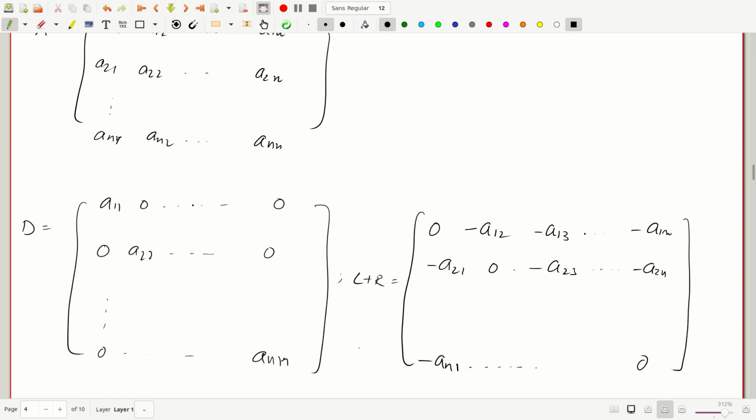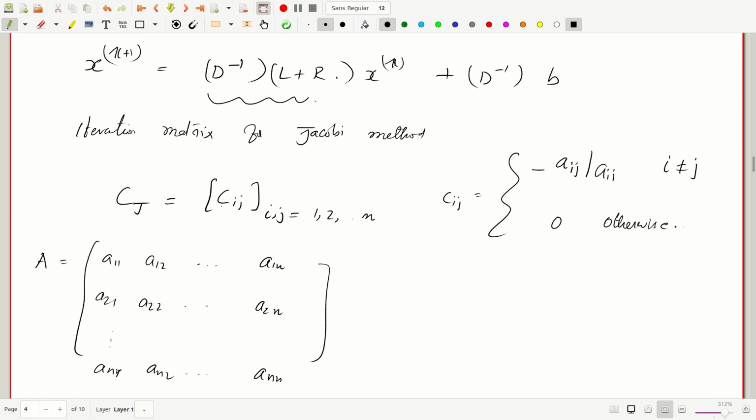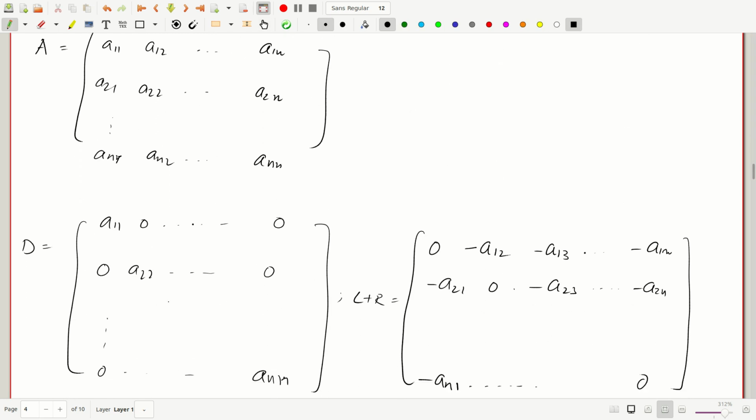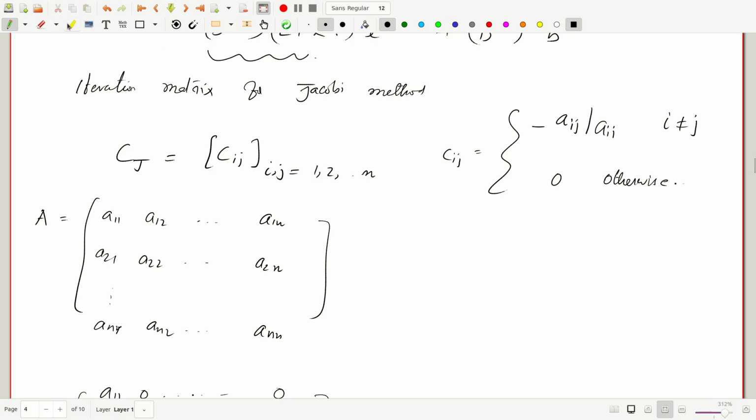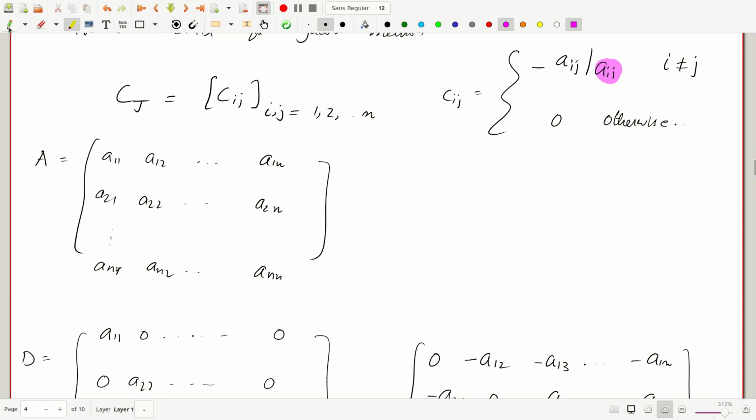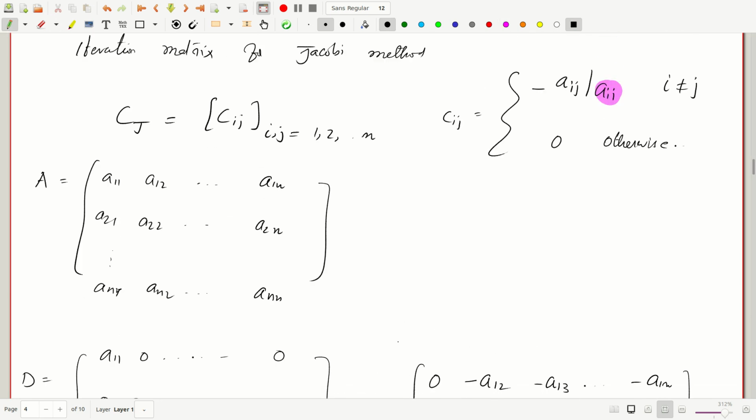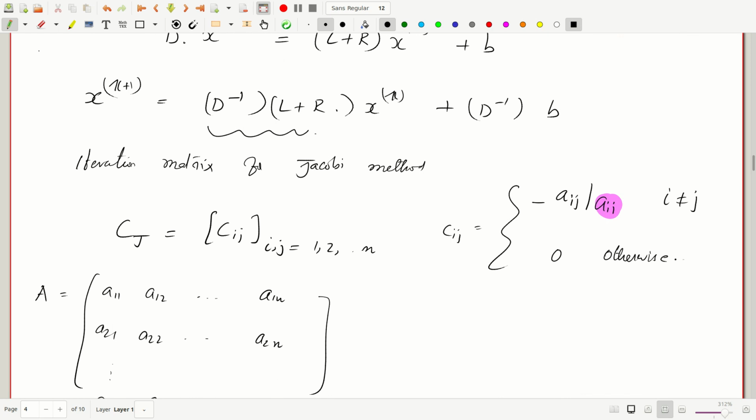So now it is very easy to see, right? Essentially, you have the C_ij, which is D inverse times L plus R. D inverse, because this is a diagonal matrix, would be 1 by A11, right? So that's what this particular term is here. It will be 1 by A11, and then each element would contain minus A_ij. Okay, so that's very easy to see. Now, if that is the case, what will be the particular iteration method that we have developed here, right?